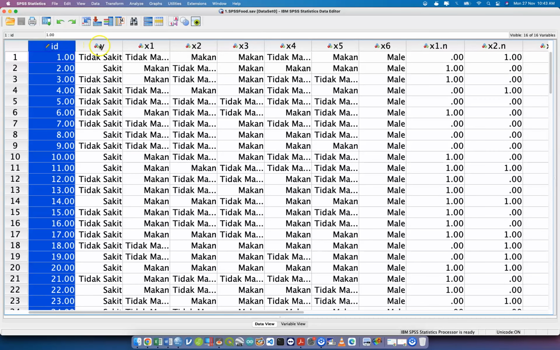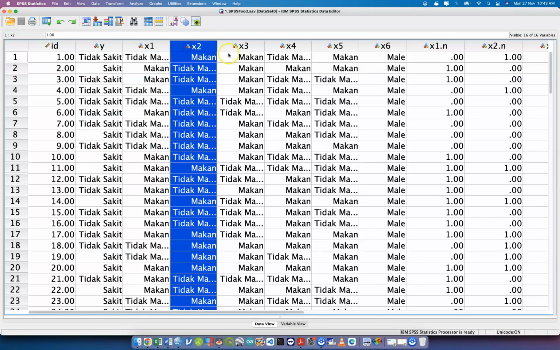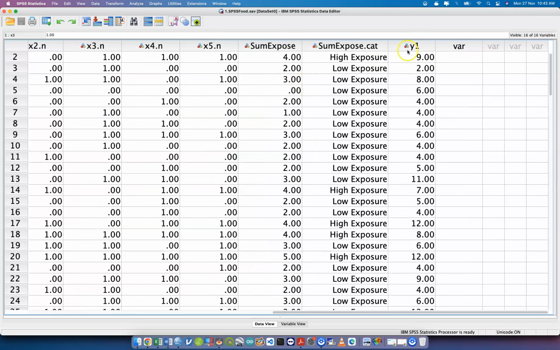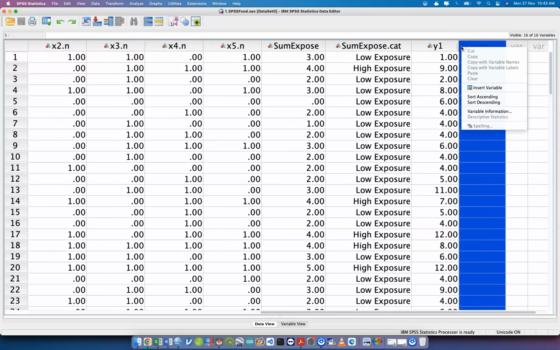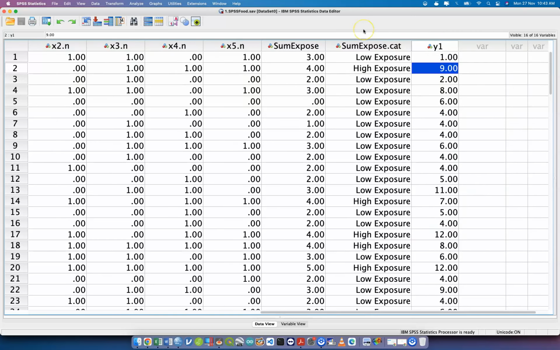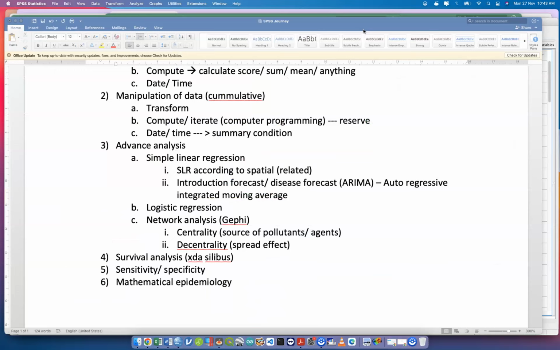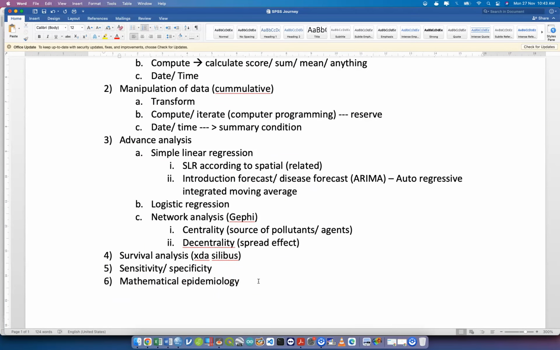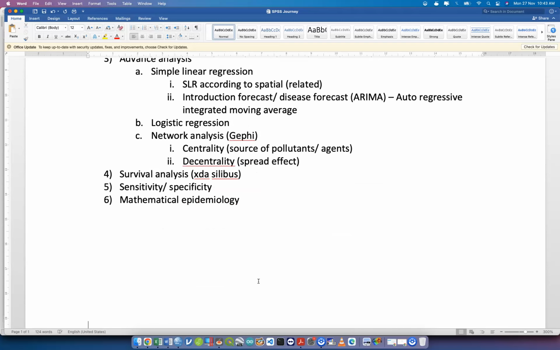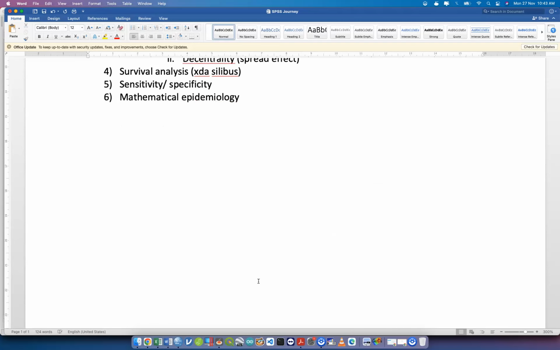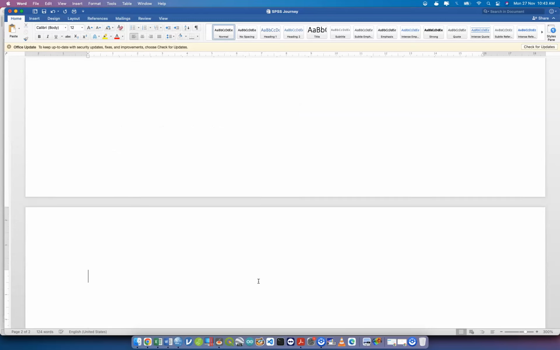Okay, you got the ID. Y, X1, X2, X3. Dan ada yang masuk satu lagi adalah Y1. Betul eh? Okay, betul. Baik. So, mari kita mulakan analisa kita mengenai simple linear regression. But before I begin the simple linear regression journey, let me explain a little bit here and there about the linear regression perspective. Okay, stand by. Okay, mula. Simple linear regression.